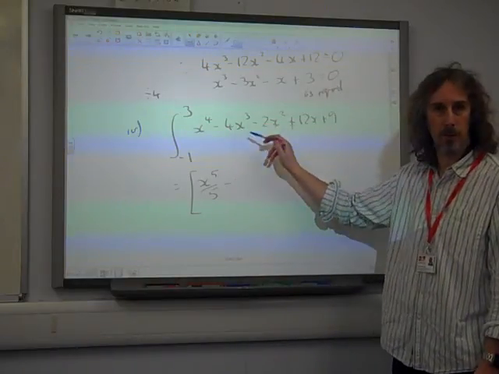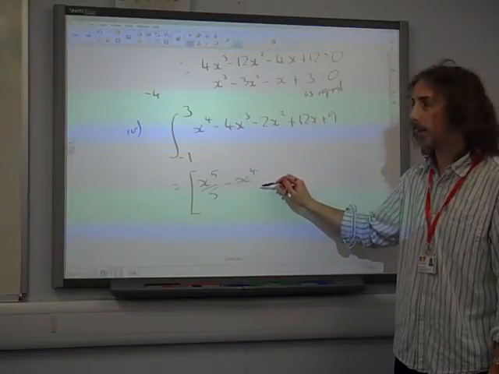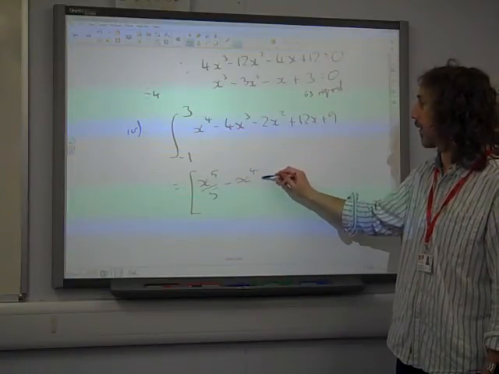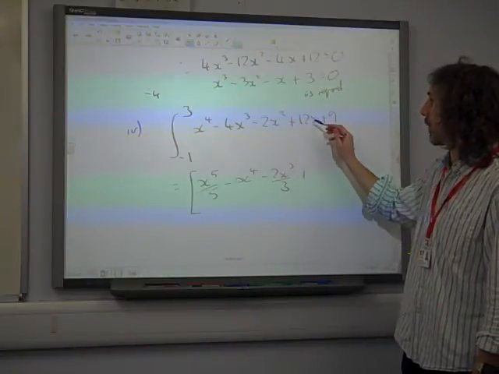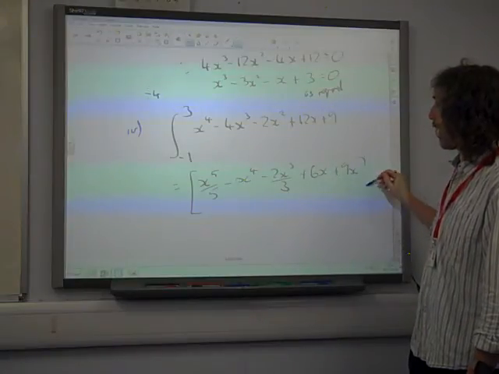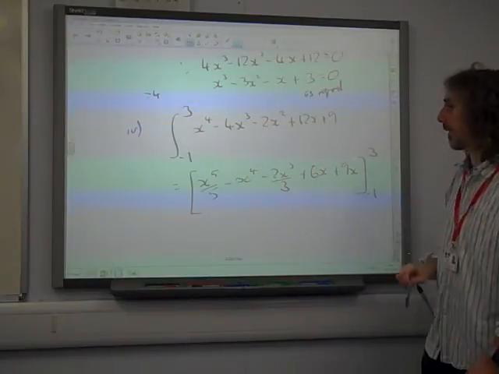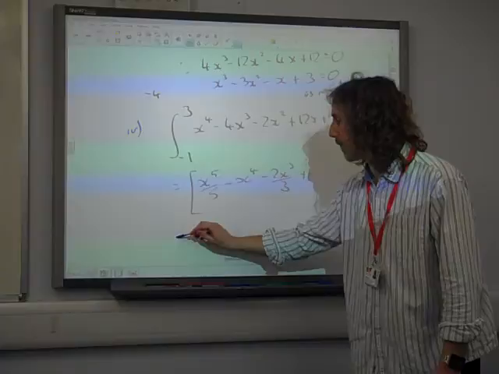So 4x cubed over 4 is just going to give me x to the 4, isn't it? And 2x squared, that's 2x cubed over 3. 12x squared over 2, so that's 6x squared. 9x there. That's quite a lot of stuff going on there. We're going to sub in the values.